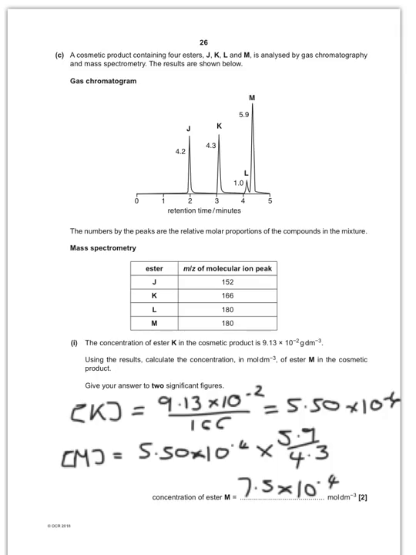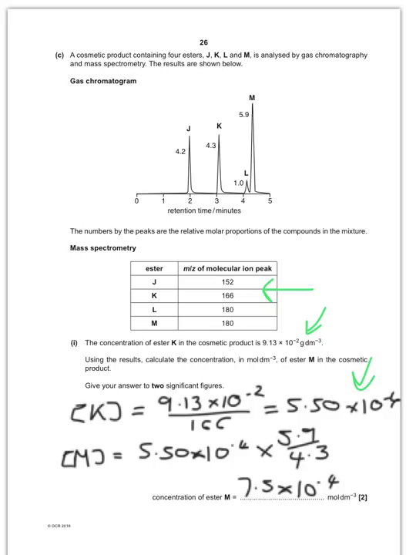So you've got a gas chromatogram there, and also some mass spectrometry data. It gives me the concentration of ester K in the product, and I need to find the concentration of ester M in moles per decimeter cubed. So first thing, I know the molar mass of K is 166, so I can find the concentration in moles per decimeter cubed, which I've done there.